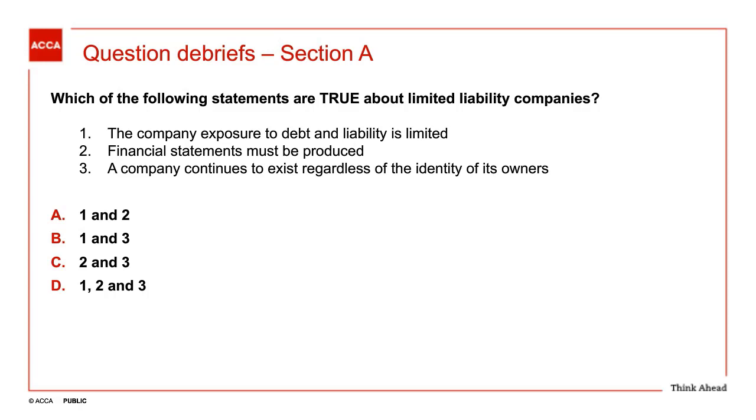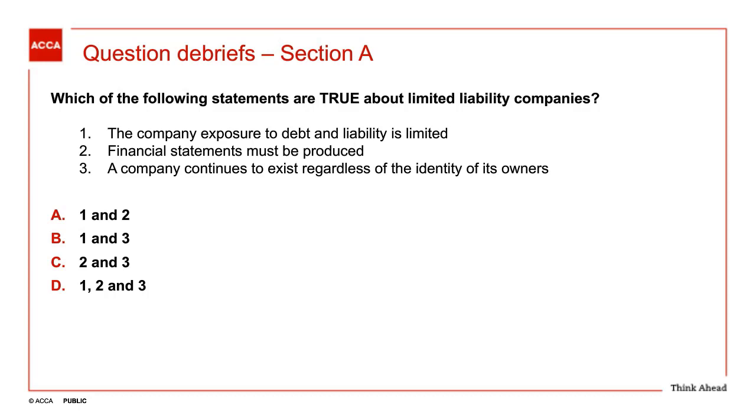And the reason I say that is we know that the limitation of debt and liability is a key feature of being a limited liability company. That's the whole point of them, isn't it? But remember, the debt and liability is limited for the owners or the shareholders of the company, not for the company itself. So the examiner is potentially trying to catch us out here, throwing in a very common phrase from our syllabus, but not in the correct context. So the company is not limited in terms of its exposure to debt and liability. That is not true. I am not going to be including 1 in my answer.